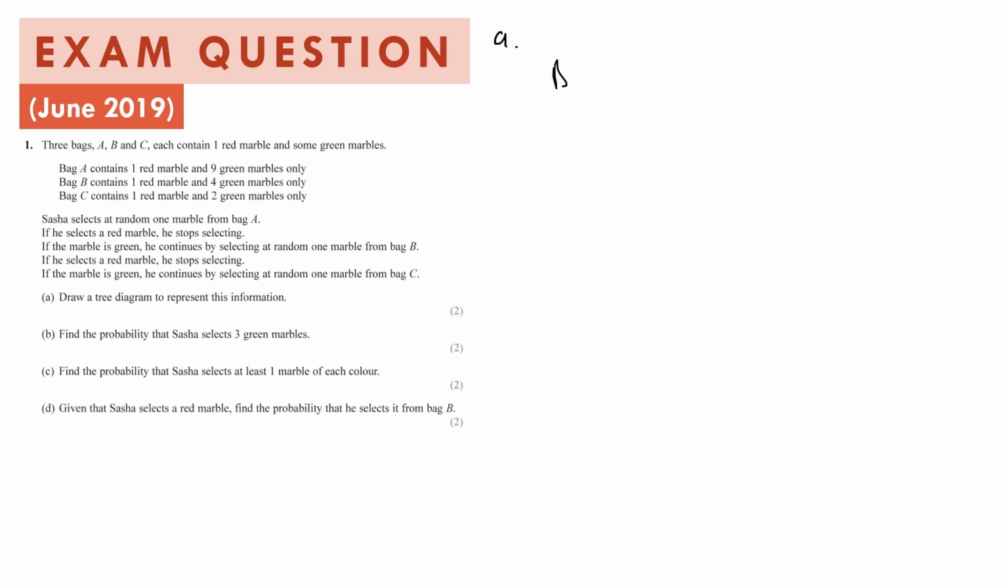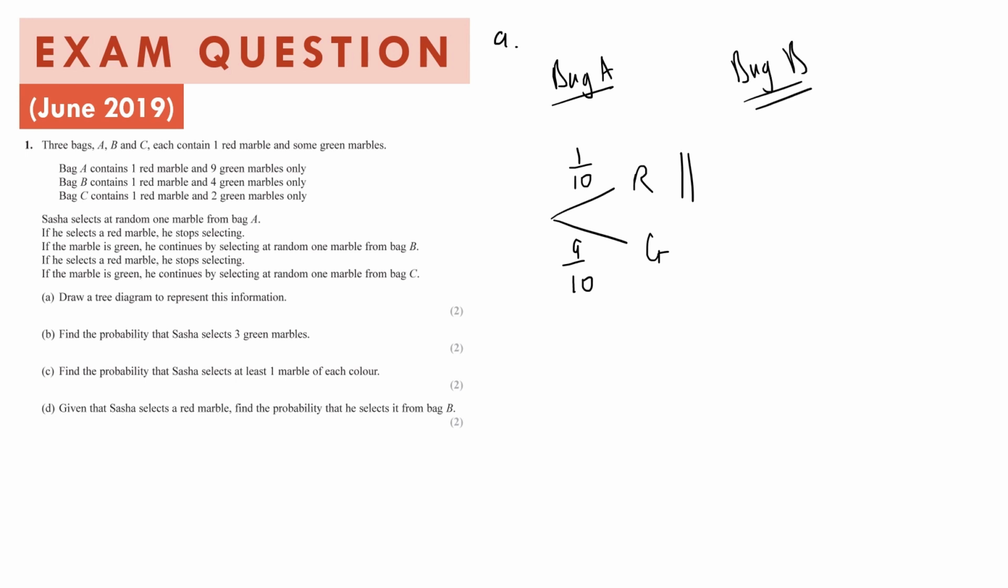So, starting with bag A. The probability of picking a red marble is 1 over 10, and a green one is 9 over 10. And if he selects a red marble, he stops selecting, so this is the end of this branch. If the marble is green, he continues by selecting at random one marble from bag B. So looking at bag B now, we have one red marble and four green marbles. So the probability he selects a red marble is going to be 1 over 5, and a green marble 4 over 5. And again, if he selects a red marble, he stops selecting, so the branch ends here.